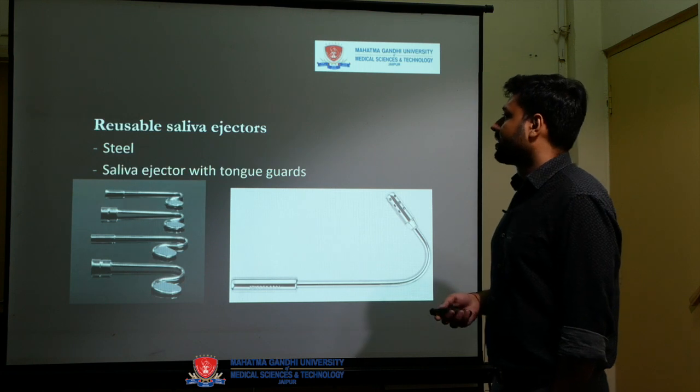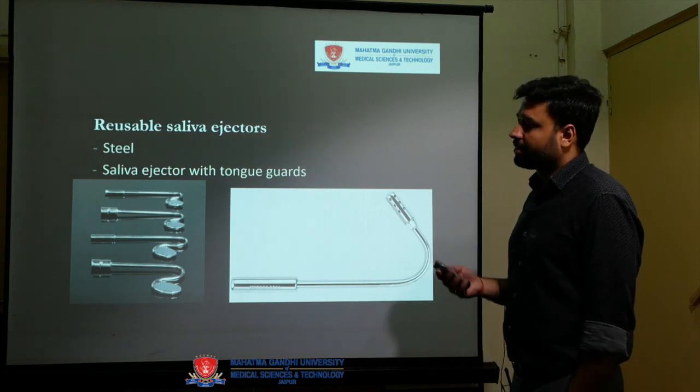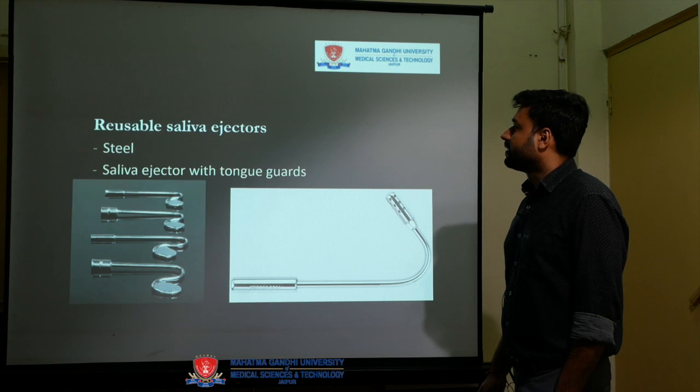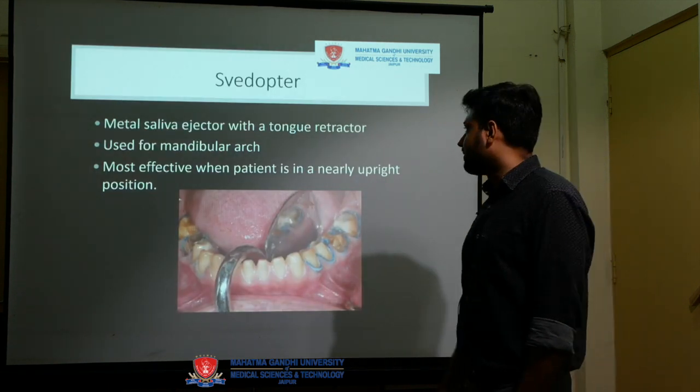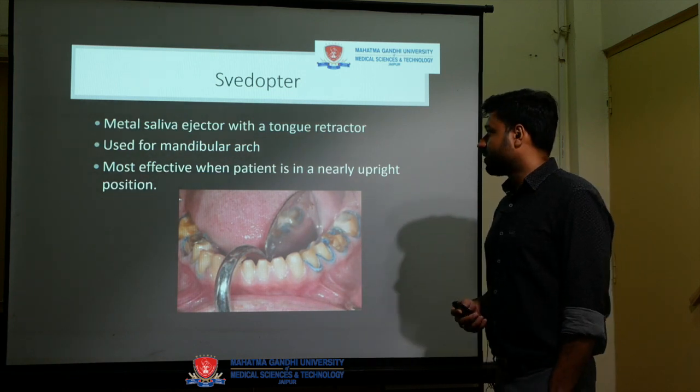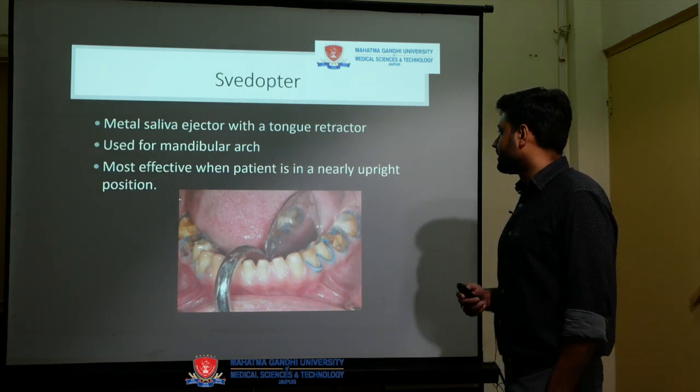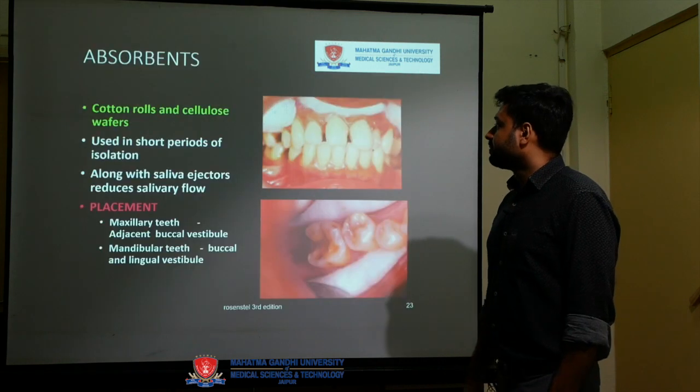Then we have, again, reusable tips formed with steel or with tongue guards. Then we have the swab adapter. It is a metal saliva ejector with a tongue retractor. It is used for the mandibular arch, most effective when the patient is in a nearly upright position.